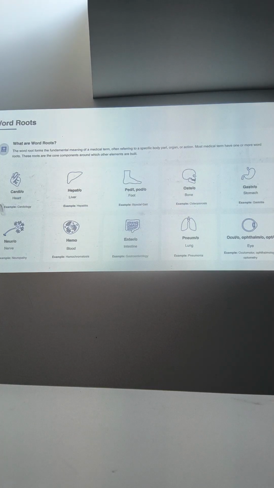And then pneumo is lungs, so pneumonia, lung infection. And then for the eye, you have ocular, ophthalmo, and ops. So obviously, you can also have a dozen or a few root words for one single thing. It can be interchanged. So oculomotor, ophthalmology, or optometry, and these can be either Greek or Latin.